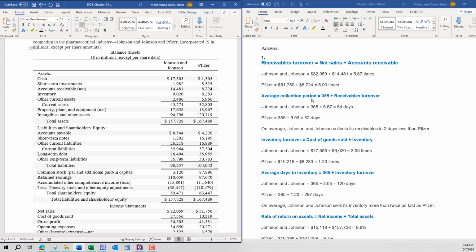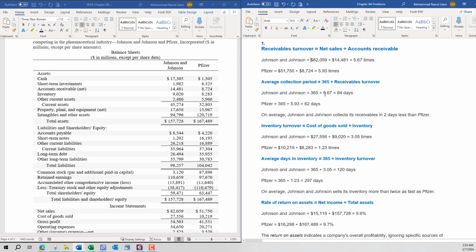The average collection period is equal to 365 divided by receivables turnover. We have already calculated the receivables turnovers for both Johnson & Johnson and Pfizer. So 365 divided by 5.67 is 64 days. And for Pfizer, it is 62 days. So on average, Johnson & Johnson collects its receivables 2 days slower than Pfizer, so Pfizer is better in this case.